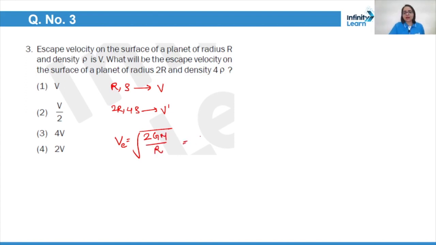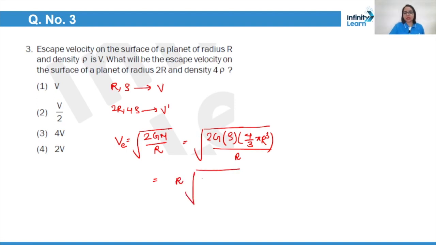You can write mass as density into volume. So this will be 2G, density into volume of sphere, 4 by 3 pi r cube, divided by r. So this r will cancel this r. It will become r square, and out of the square root sign it will become r. So it will be r times under root 8 by 3 pi rho G. So this is the escape velocity in terms of radius and density.